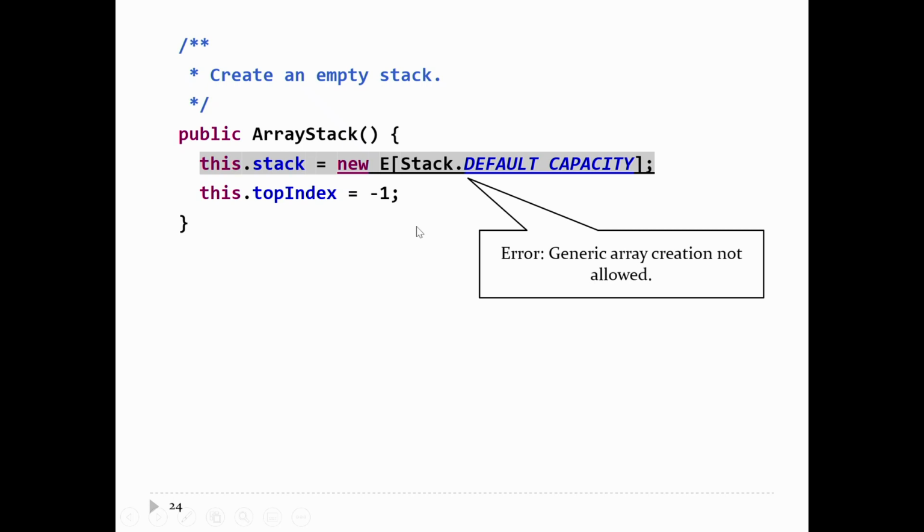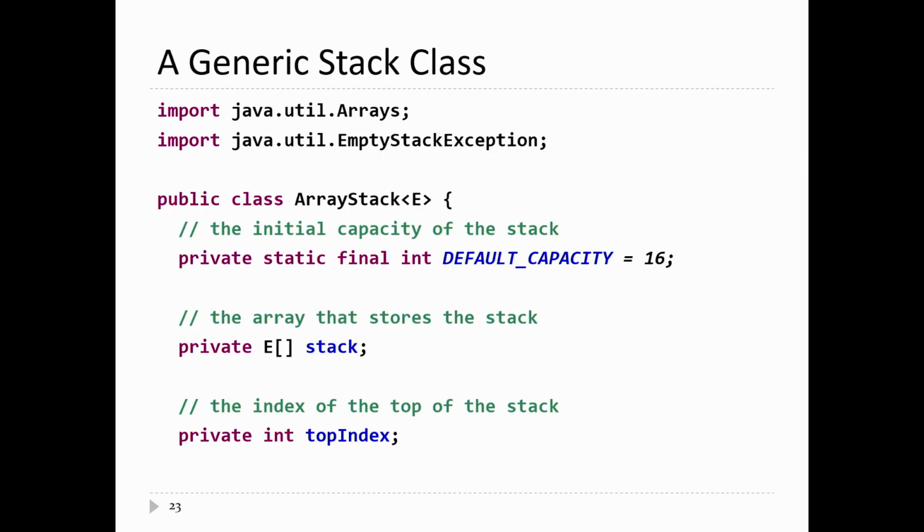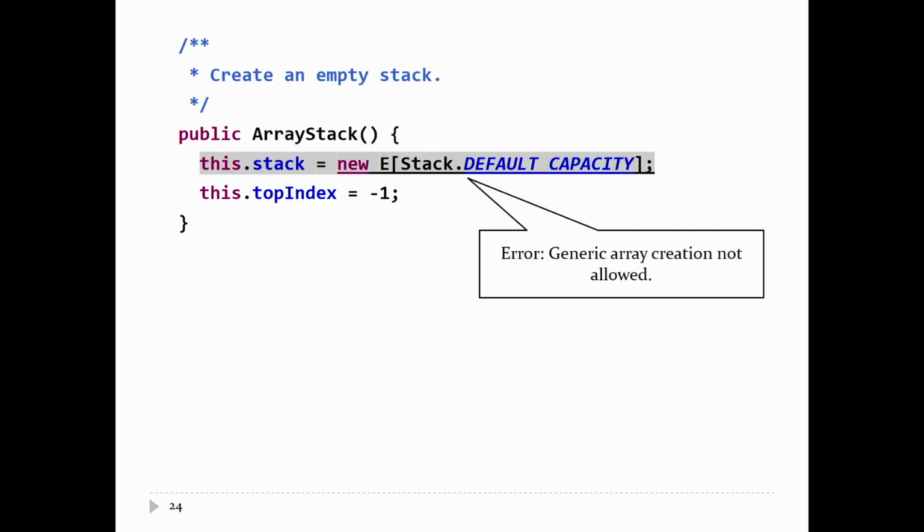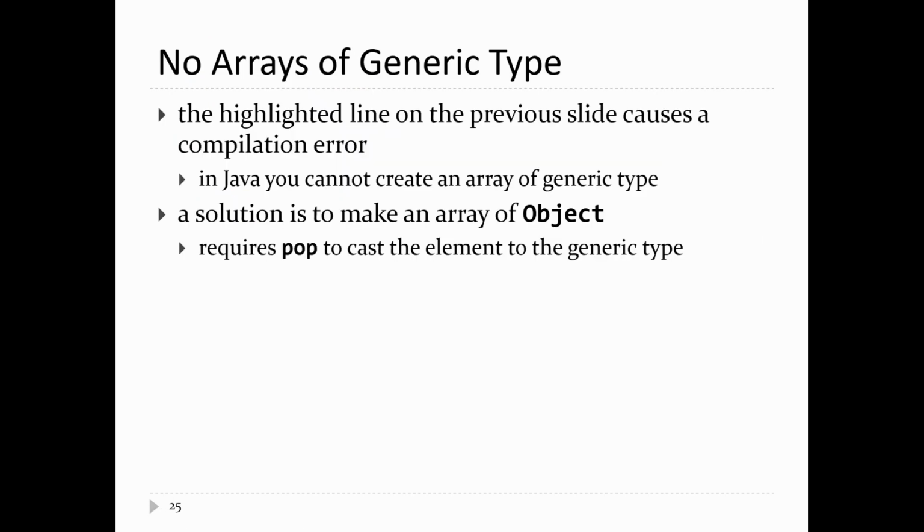Now, when you go to implement the constructor, this is where you run into your first problem. In your constructor, we have to make this array. What you want to write is new, and then the element type. Right now, our element type is generic, so we'd write E, square bracket, size of the array that you want to create. Now, if you write that, the compiler will tell you that that's an error. So in Eclipse, you'll get this red underline saying you can't make a generic array. Which is unfortunate, because this is really what we want to do. So that highlighted line on that slide causes a compilation error.